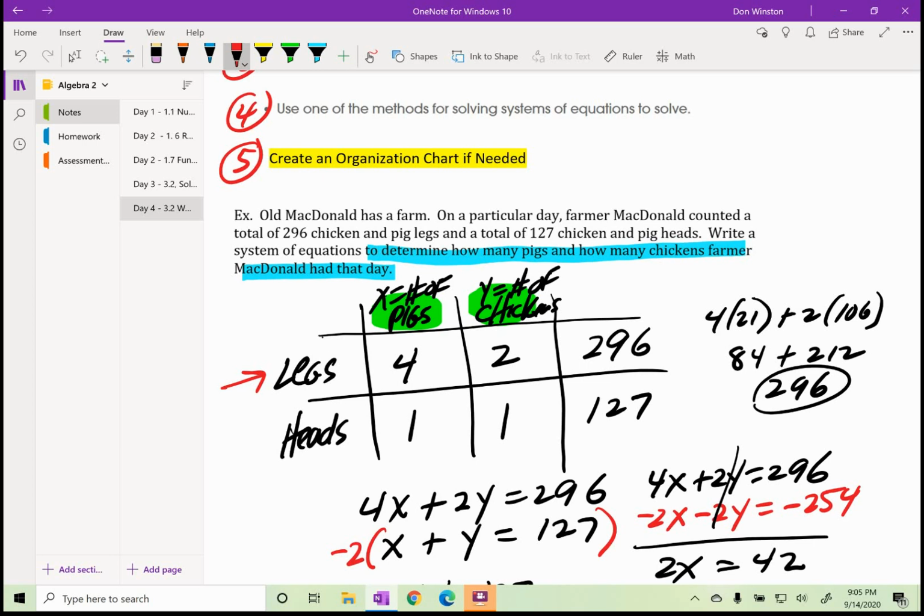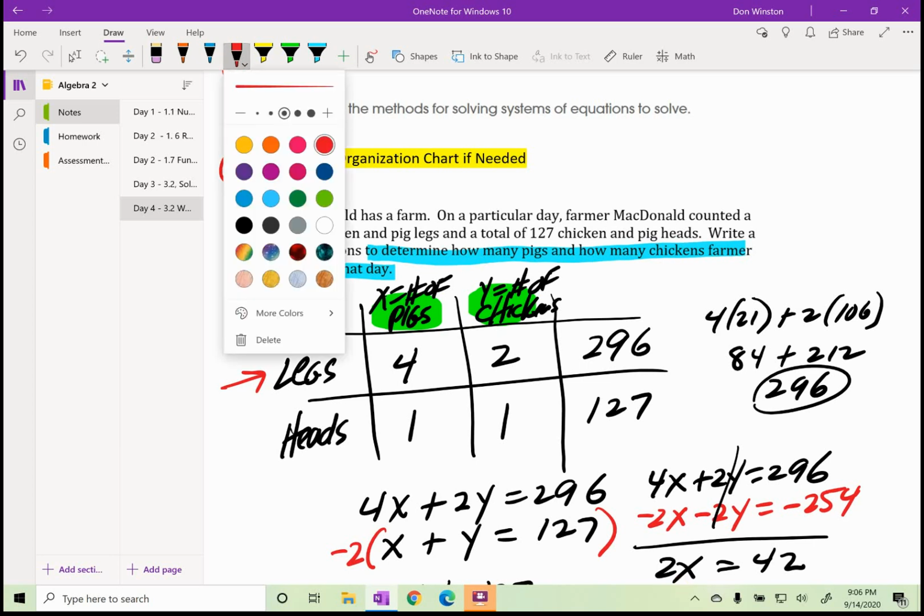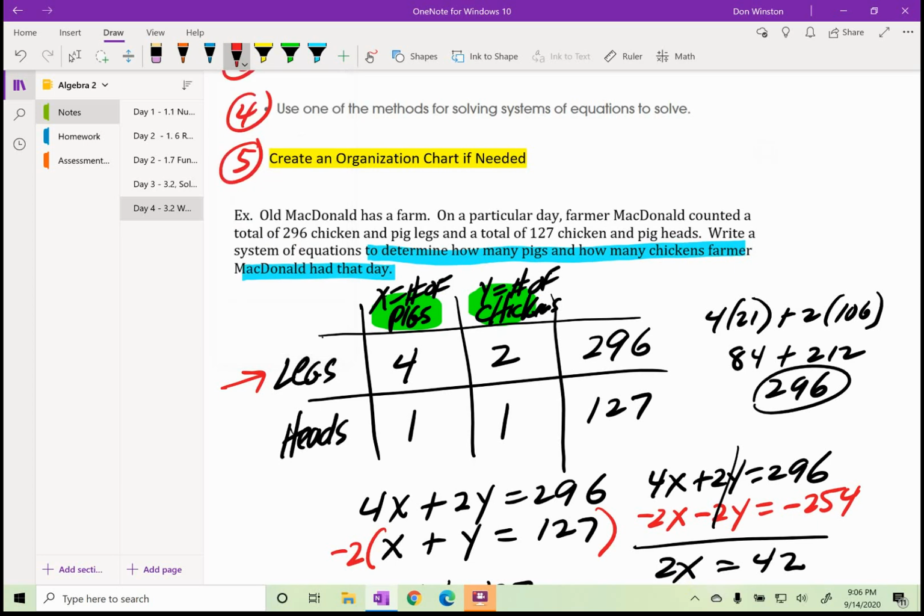I always like asking this question in class. Okay. What is a pig with no head called? It's called bacon. Okay. And then every chicken has 1 head, and there were 127 heads altogether.